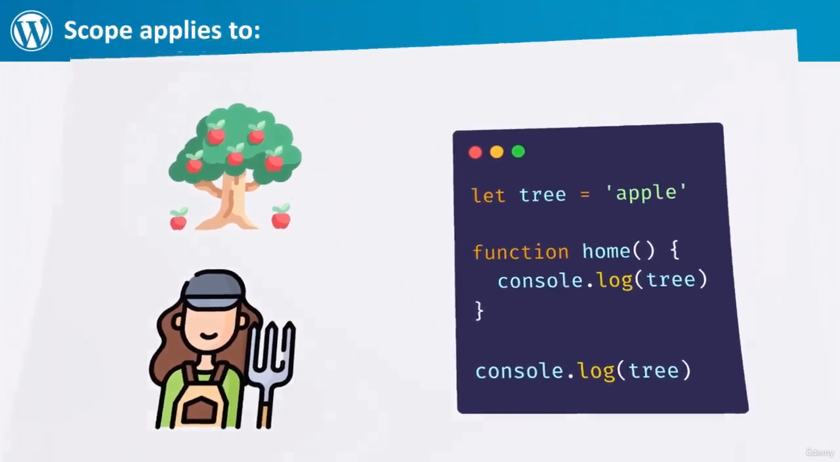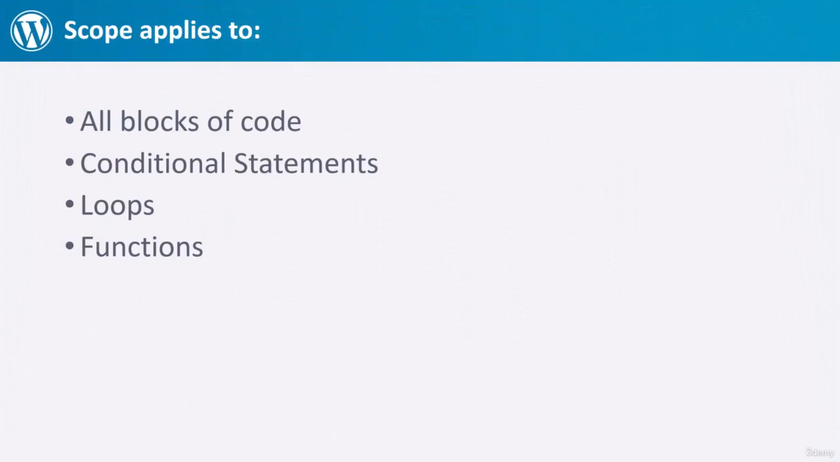Scope applies to all blocks of code, such as functions, conditional statements, loops, etc. If you ever receive an undefined error from the console, you should always check the location of your variables. It may be nested inside a block of code. Fixing these types of errors is as simple as moving the variable above a level.